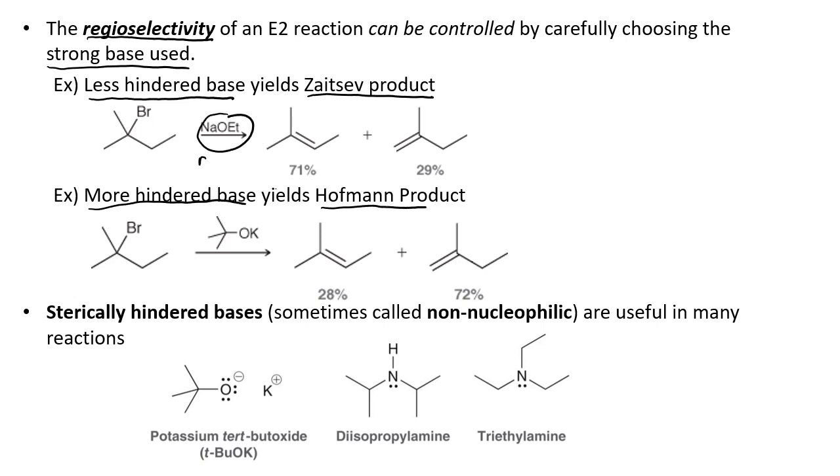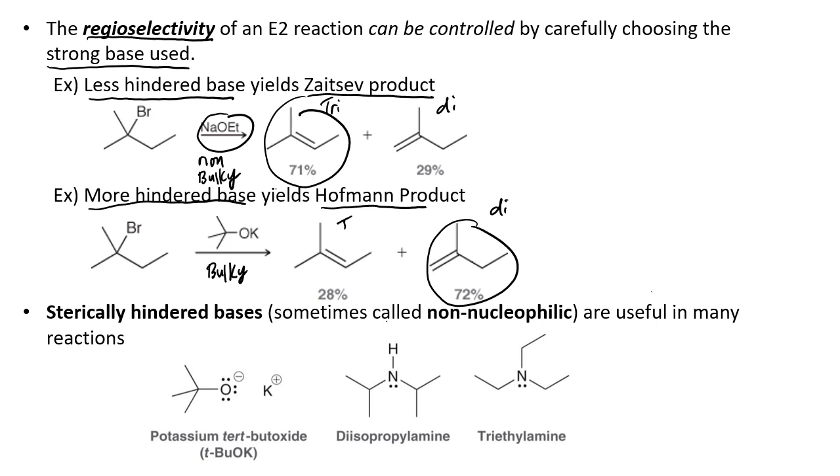Non-bulky base, like sodium ethoxide, versus a bulky base, like potassium tert-butoxide. Do you see how the non-bulky base gives the Zaitsev product, which is the more substituted product? This is a tri-substituted versus a di-substituted. And a bulky base gives the Hofmann product as the major product, 72% compared to 28%, right? Di-substituted versus tri-substituted.